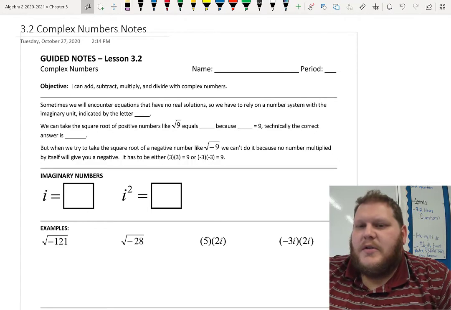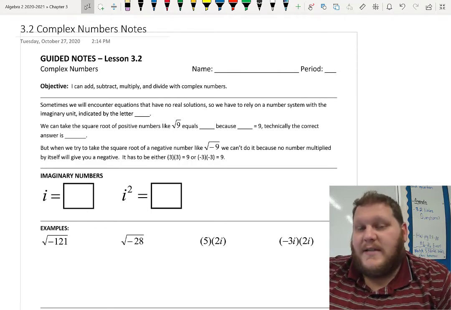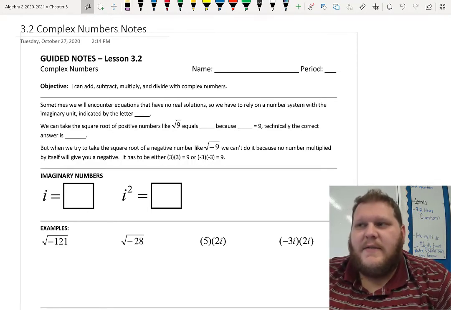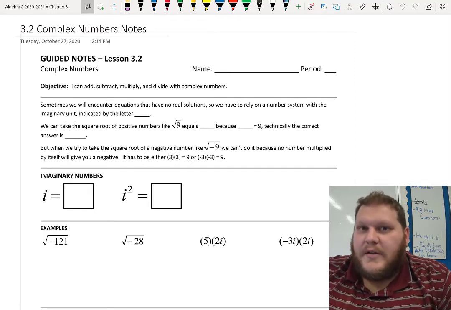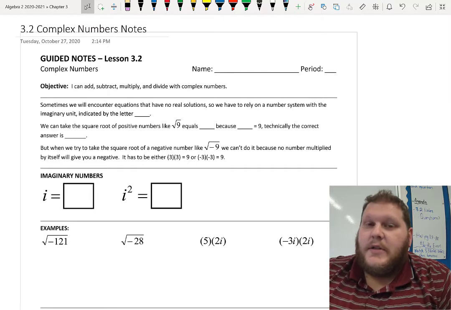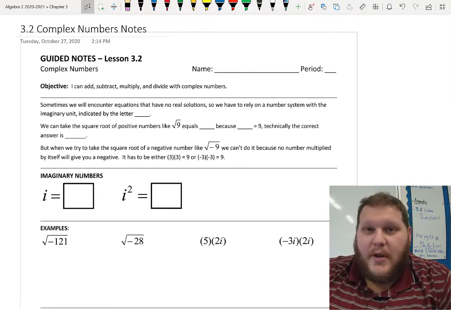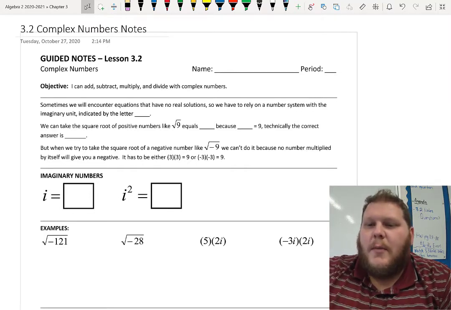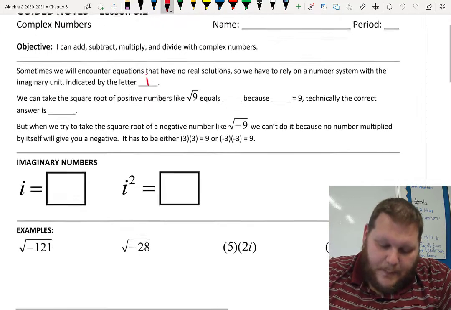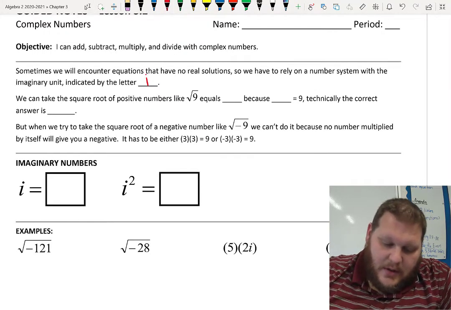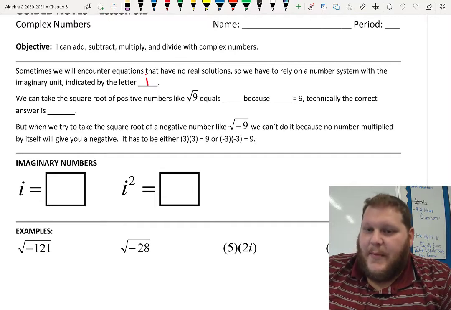In order to figure out a way that we can still describe those solutions, because even though there's not a real number that works in that equation, there are still applications and benefits to knowing ways of describing those solutions, we have a new number system we call the imaginary numbers. We indicate we have an imaginary number with the letter i. So I'm going to zoom in here. i is the letter that we use to represent an imaginary number.